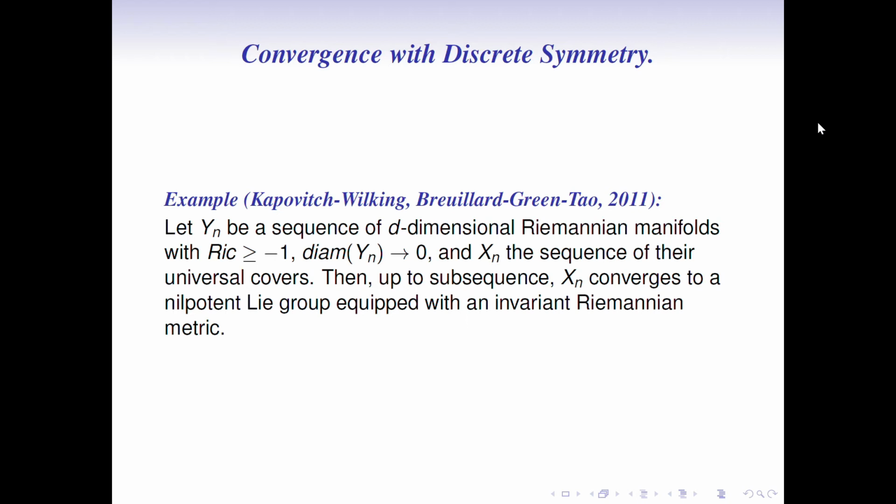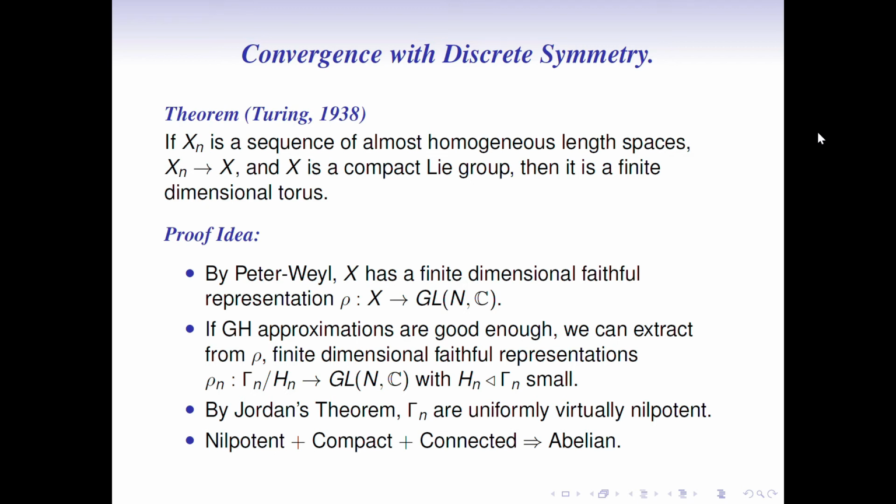As you can see, the pattern is that for sequences of almost homogeneous length spaces, the limit is a nilpotent Lie group. Let's talk about some results in this direction. First, Alan Turing showed that if the limit space is a compact Lie group, then it is a finite-dimensional torus. Turing's proof consists of essentially 4 steps.